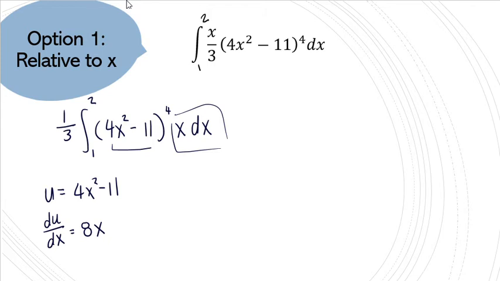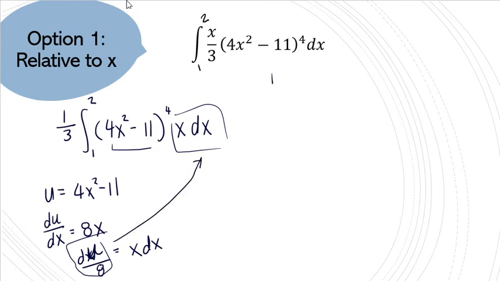We're going to end up doing the same thing we've done every other time. Du over 8 is equal to x dx. So that's what I can sub in to replace this. My goodness, what a mess.